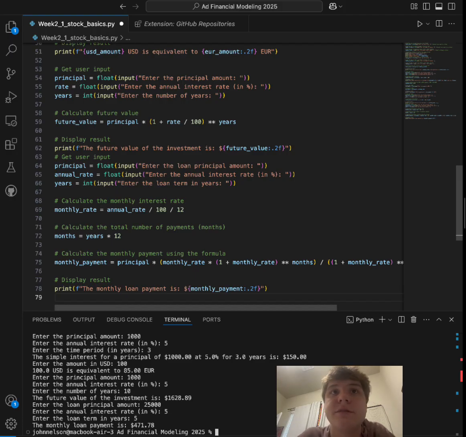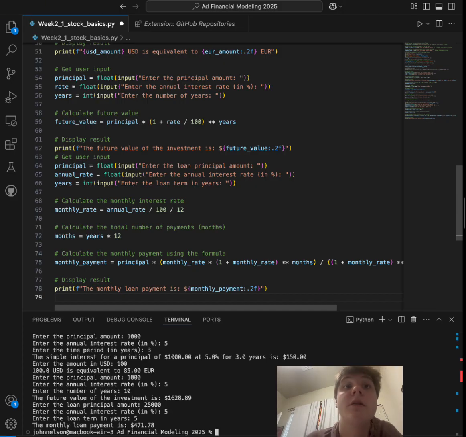Monthly payment equals principal times parentheses monthly rate times more parentheses, inside these parentheses 1 plus monthly rate, in parentheses, to the power of months, end of the outside parentheses, divided by parentheses 1 plus monthly rate, which goes off here and you can't see, but 1 plus monthly rate in parentheses to the power of months minus 1, end of the outside parentheses. And when you finish that, we'll type in for display result, number sign, display result, print the monthly loan payment is, and then whatever the monthly loan payment amount is.